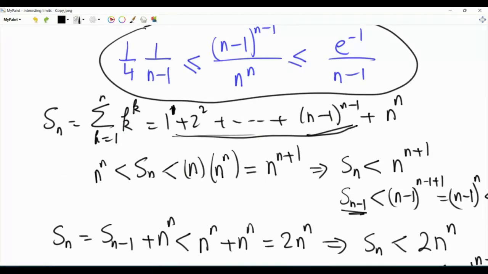We have progressively refined an upper bound on Sn. We started by saying that Sn is less than or equal to the summation of Sn with each term replaced by the biggest one, n to the power n.